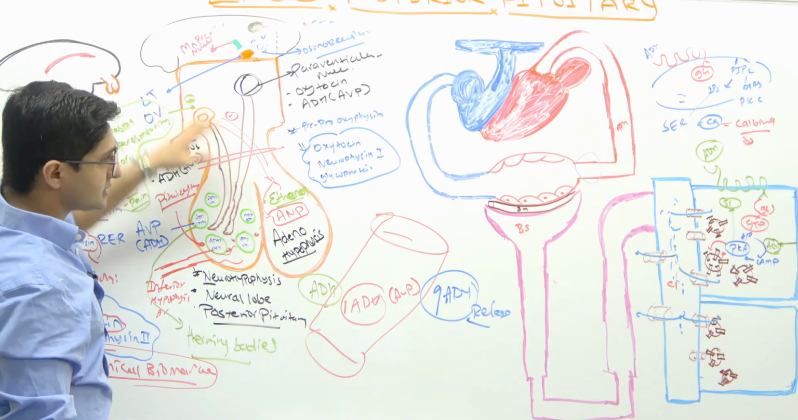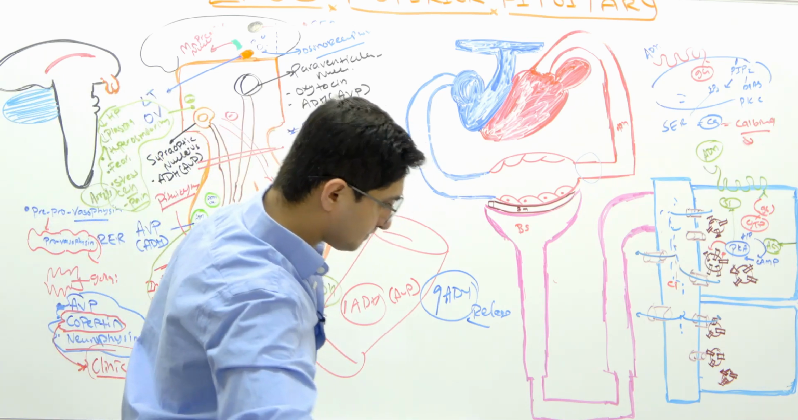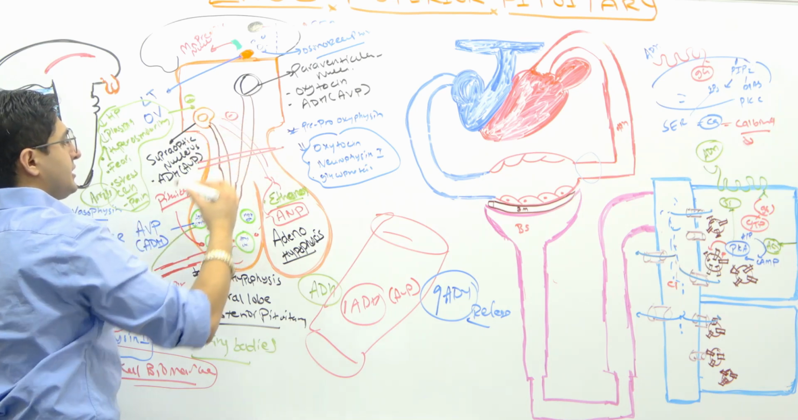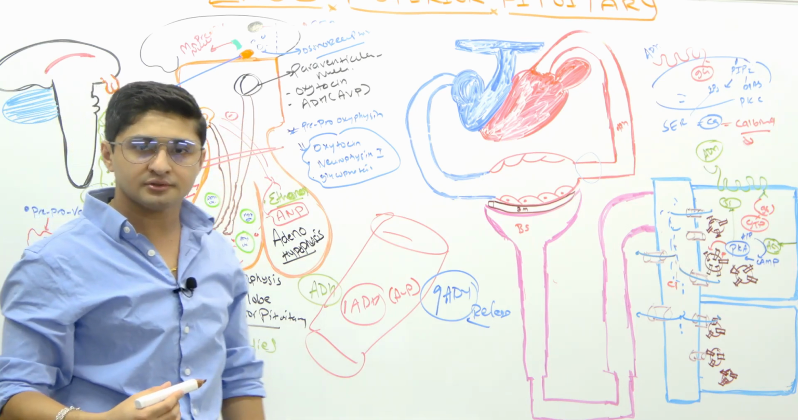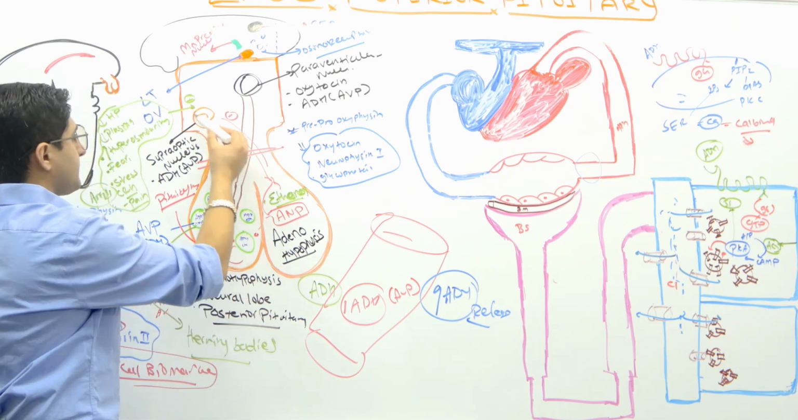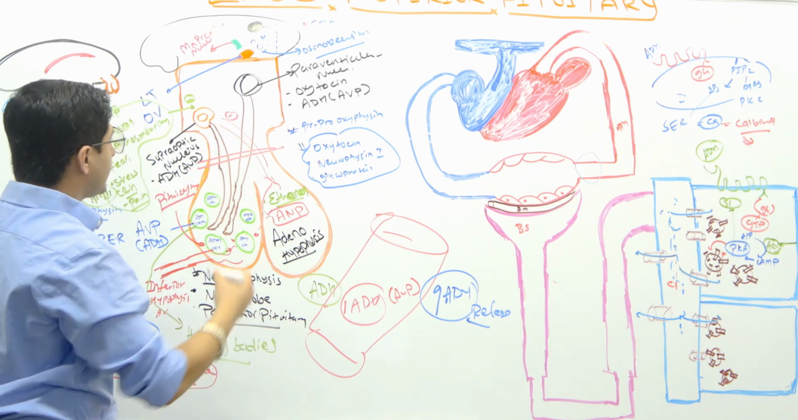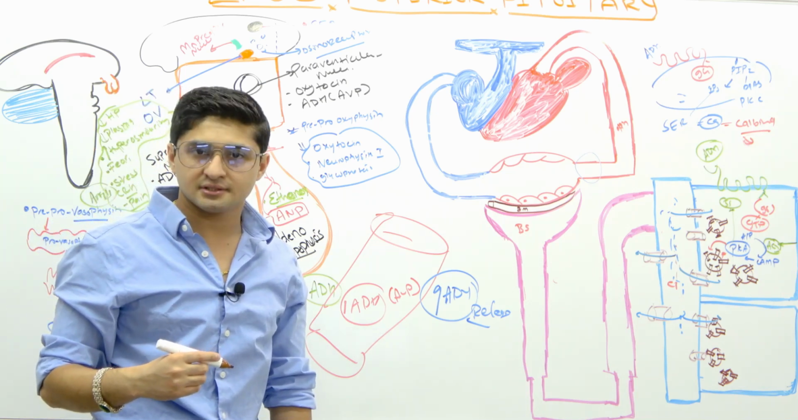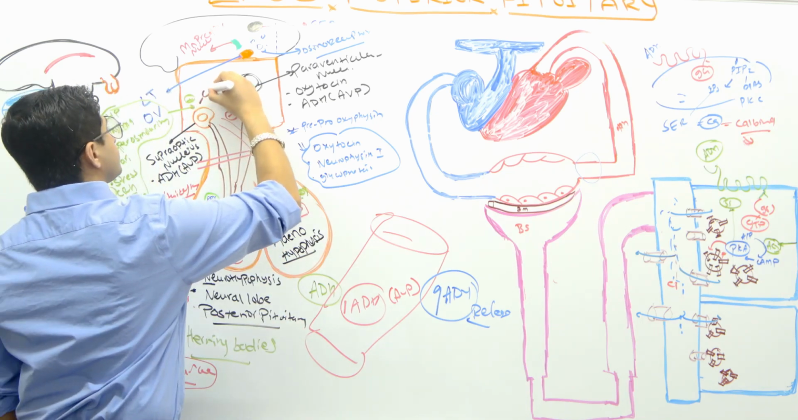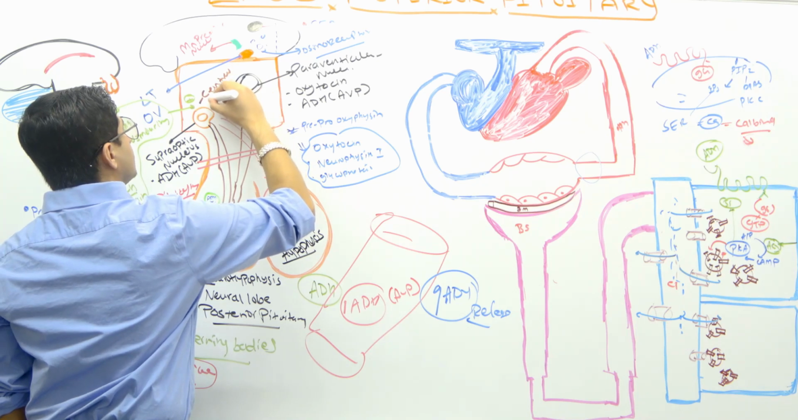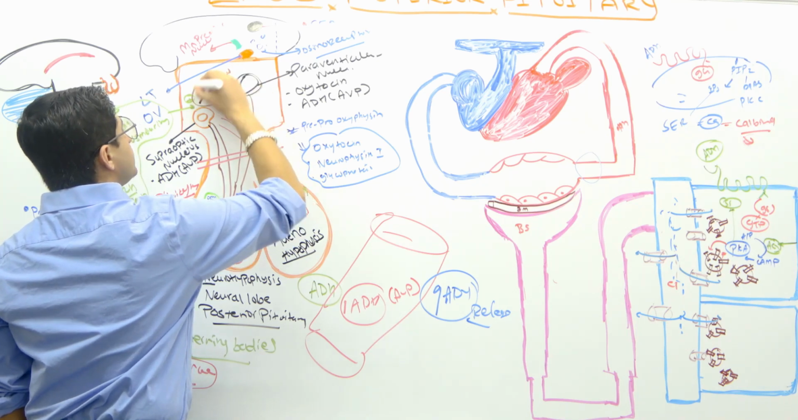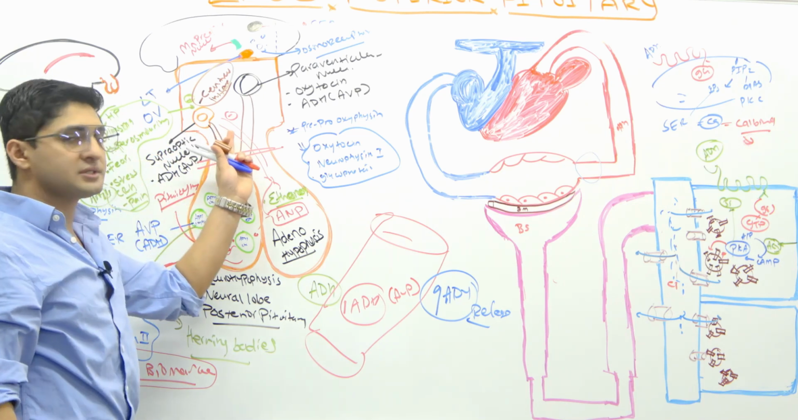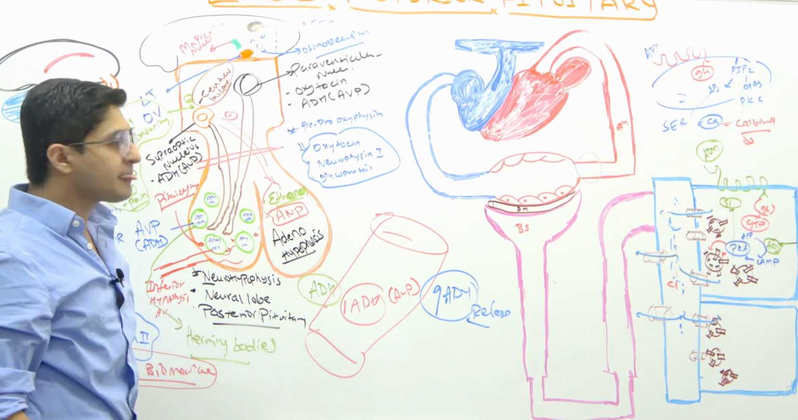Now, a couple of things. Sometimes what happens is that if this nucleus here is not able to produce antidiuretic hormone, then there's a condition related to that. We call it central diabetes insipidus, okay? Central insipidus basically means there's a problem with the nuclei where they're not able to synthesize and secrete ADH, okay?